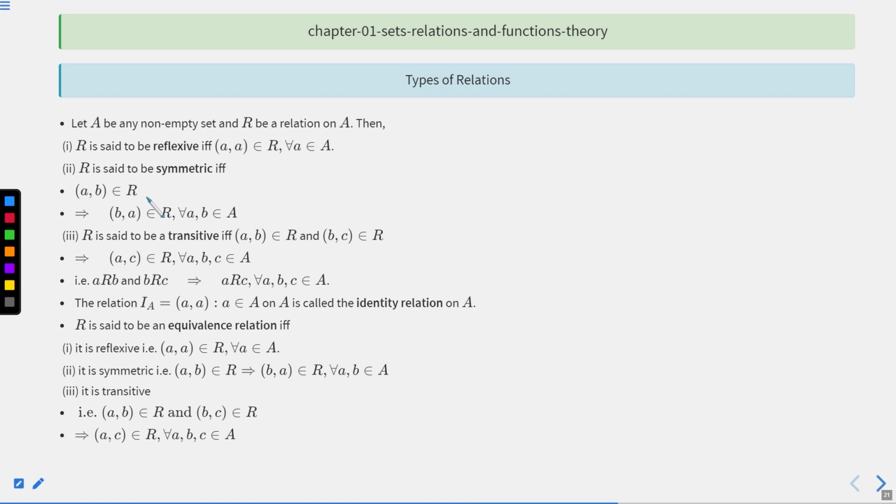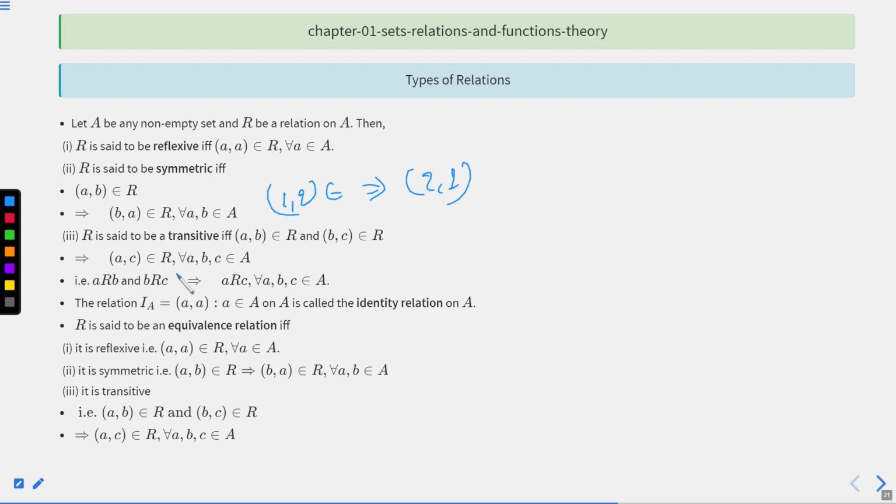Now second, the symmetric relation. R is said to be a symmetric relation if and only if (a, b) belongs to R implies (b, a) belongs to R, right? That means if (1, 2) belongs to R, this implies (2, 1) should also belong to R. Then this is called a symmetric relation.